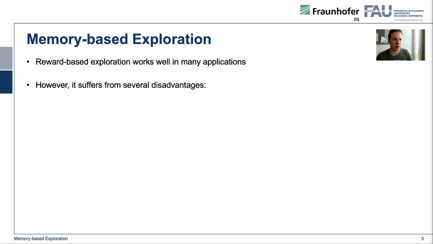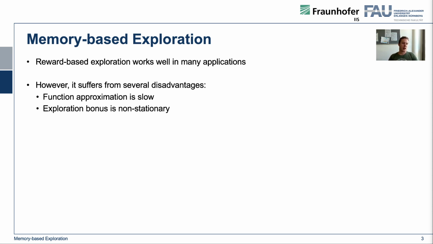Why would we actually want to do this? So we have seen that reward-based exploration works well in many applications. However, we also have seen in the last two videos that it still suffers from several disadvantages. One disadvantage is that function approximation in general is slow. In the prediction models, we usually use some kind of function approximator as a prediction target to maybe learn the dynamics of the system. However, this function approximation is usually slow in terms of approximating the values it is trained on.